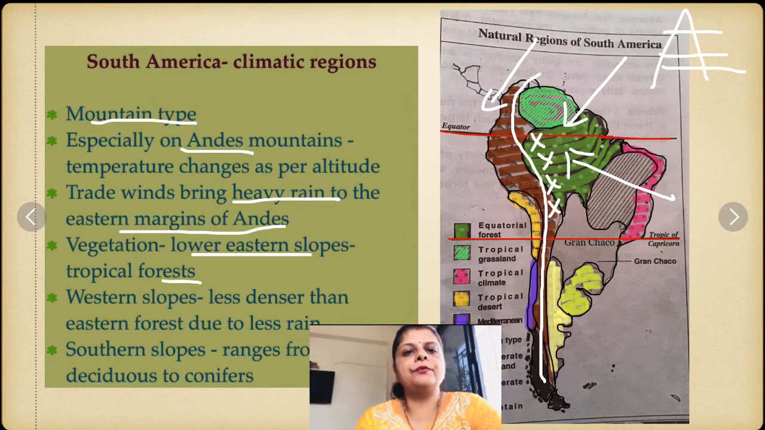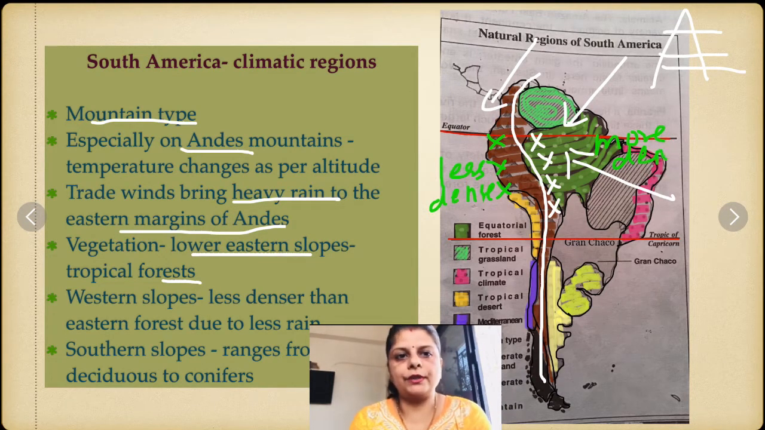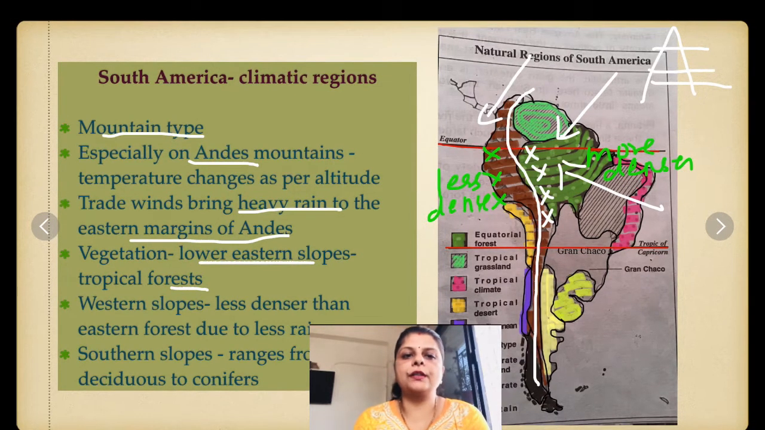The tropical forests are found in the eastern slopes of the Andes. The western slopes of the Andes are less dense than the eastern forest. The eastern forest receives more rainfall due to the trade winds, and the western slopes do not receive much rainfall. So the less dense forests are found in the western slopes. The southern slopes of the Andes range from deciduous forest to coniferous forest.